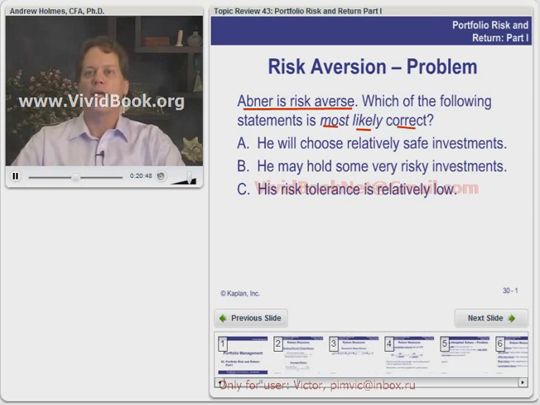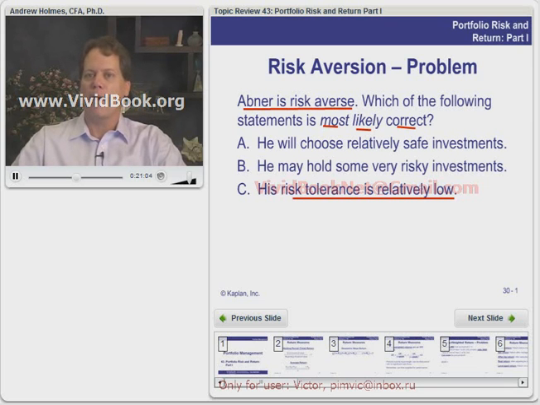All right, so here's the idea. His risk tolerance is relatively low. The person you know with the lowest risk tolerance is still risk averse, right? At least that's the theory. If you don't believe it, well, believe it for exam day, all right? It's pretty close to true if it's not true. So this is not right.